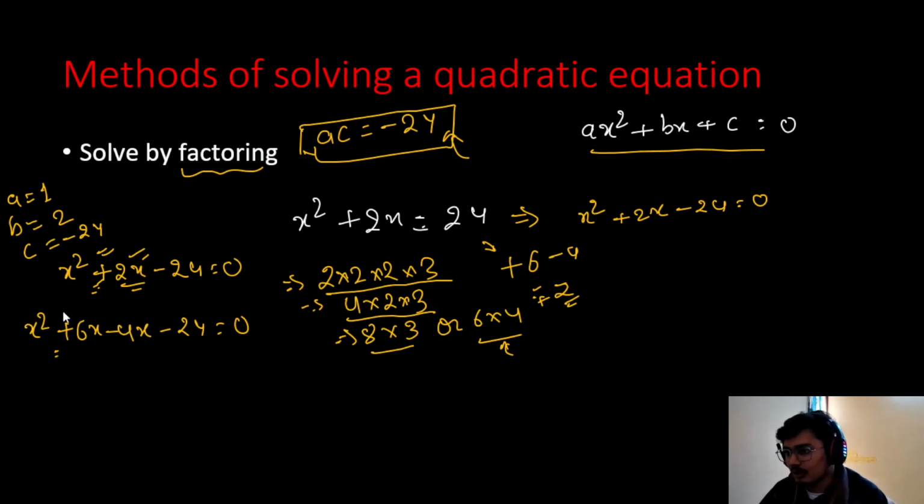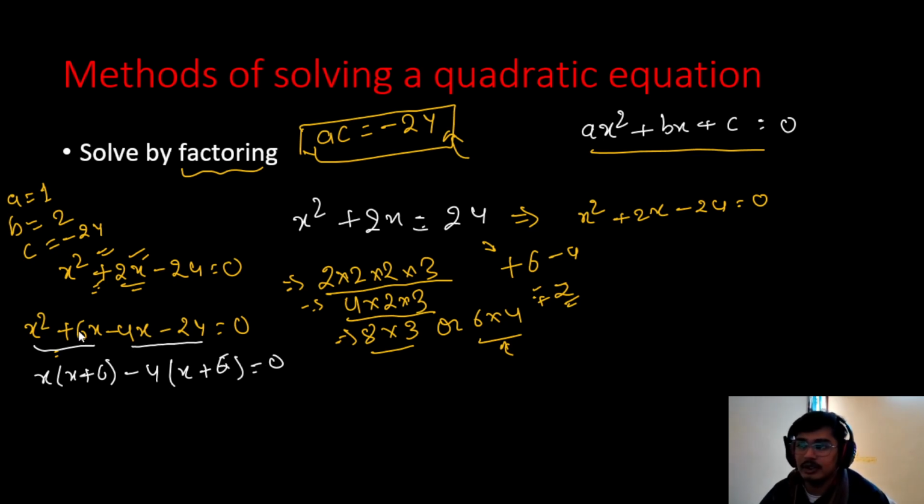So from here what do we get? From these two terms, we can take x common, so we'll get x into x plus 6, and from the other two we can take out 4 as common, and we will get x plus 6. This is minus and this is minus, so we are taking minus common. You will observe that the thing which is left after taking common will be the same. It will always be the same. If you are not getting the same, it means you have made an error.